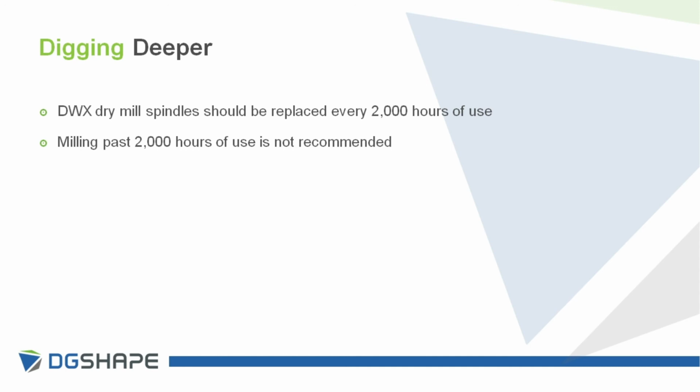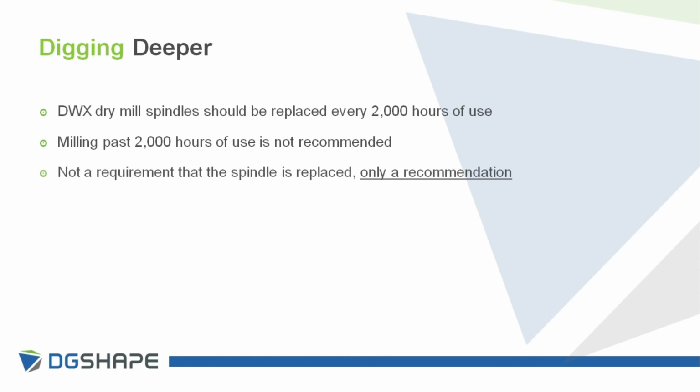On the Maintenance Information panel, once the spindle replacement reaches 2,000 hours of use, its color will change from green to yellow, indicating a recommendation to replace the spindle. This is not a requirement, just a recommendation, and it is a procedure any user can perform.